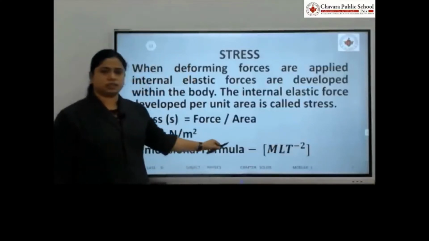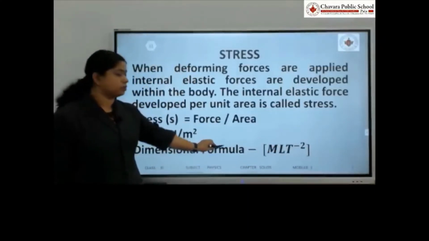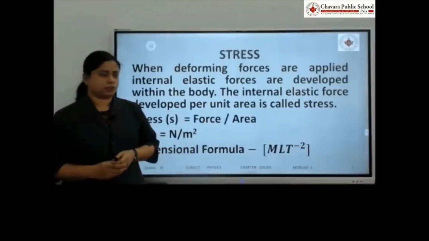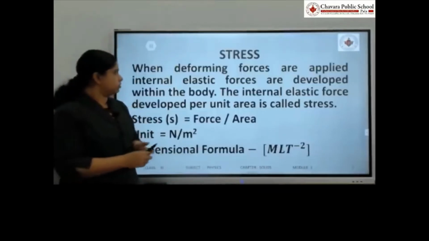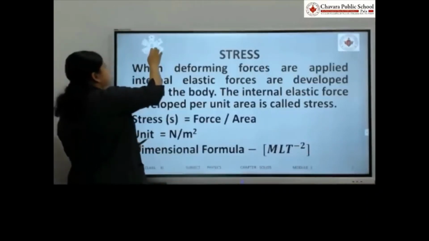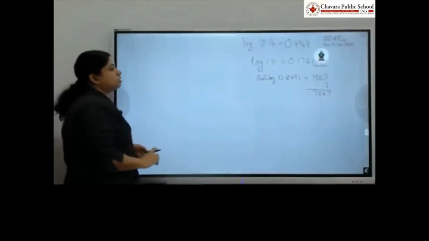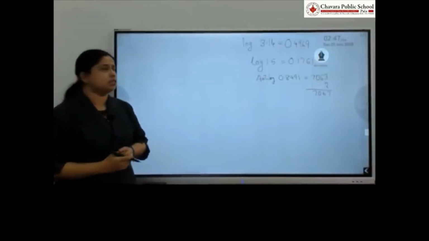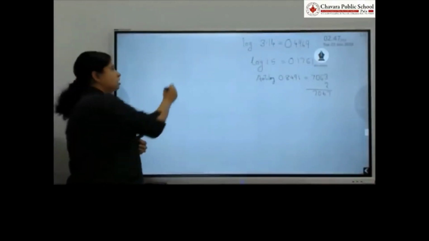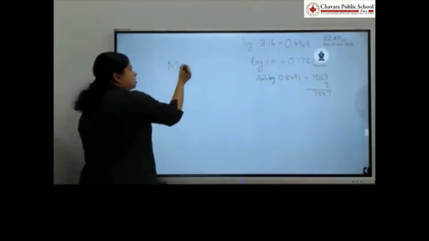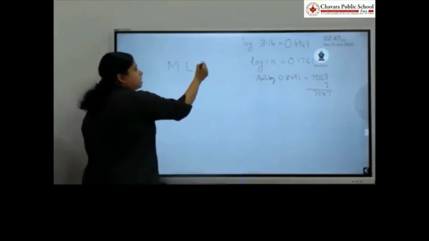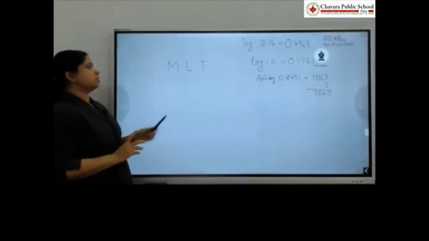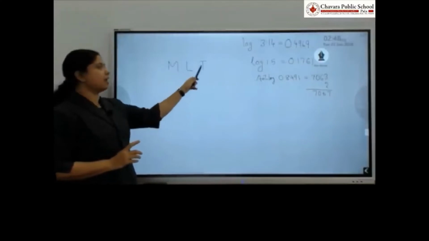We will study dimensional analysis and the dimensional formula in class 11, chapter 1, part 1. The dimensional formula means we can represent any physical quantity in terms of mass, length and time.